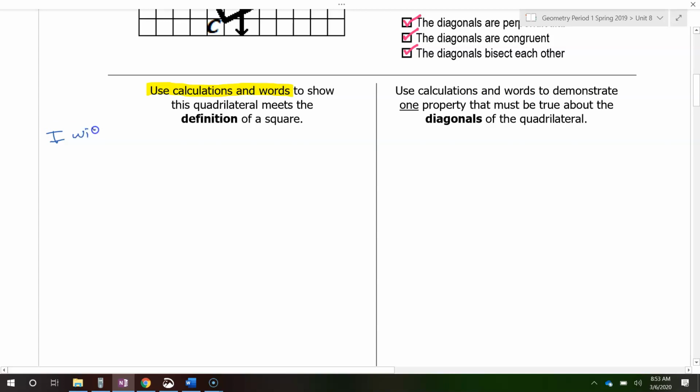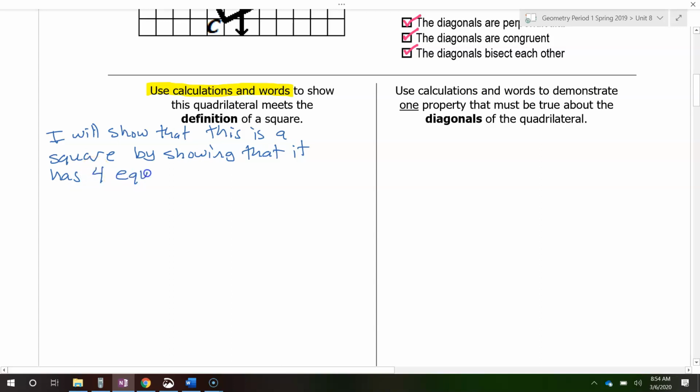I will show that this is a square by showing that it has four equal lengths and perpendicular sides. In parentheses, I'm going to put slopes, opposite, and reciprocal.